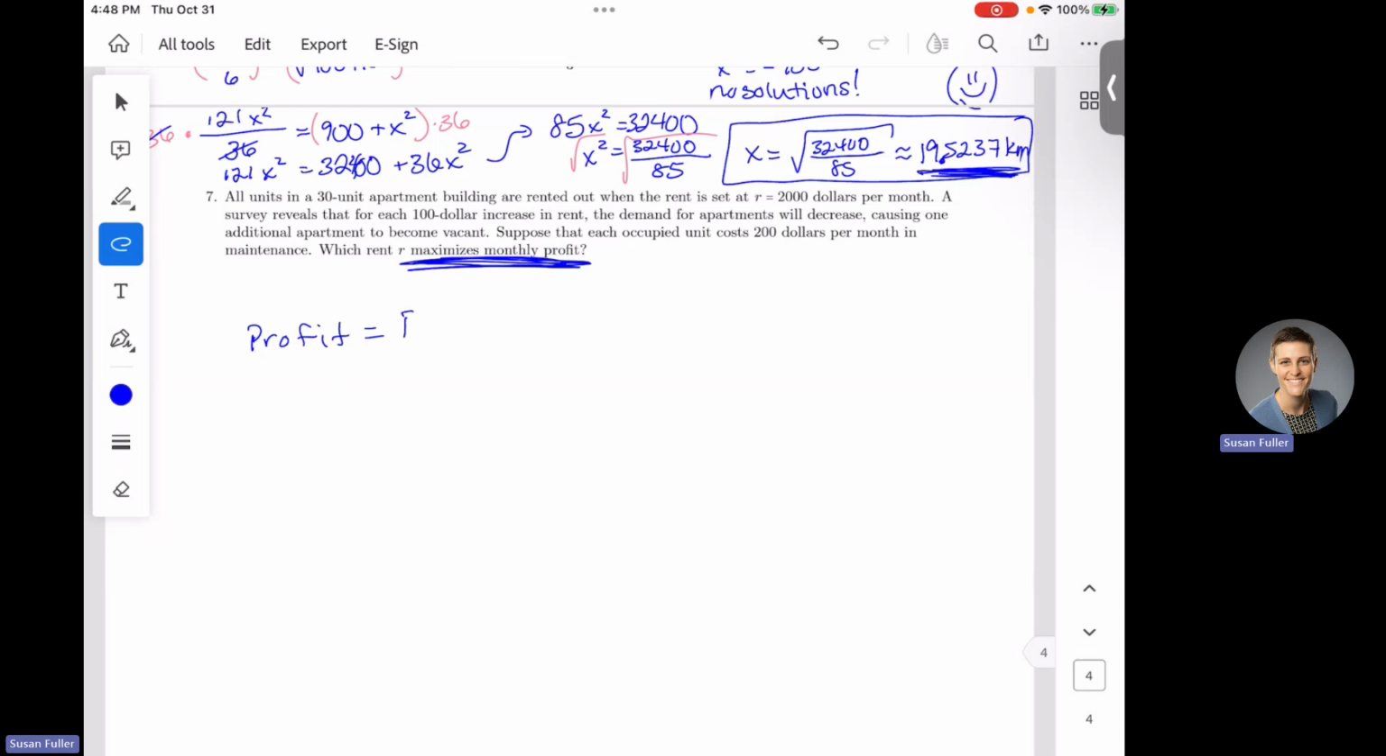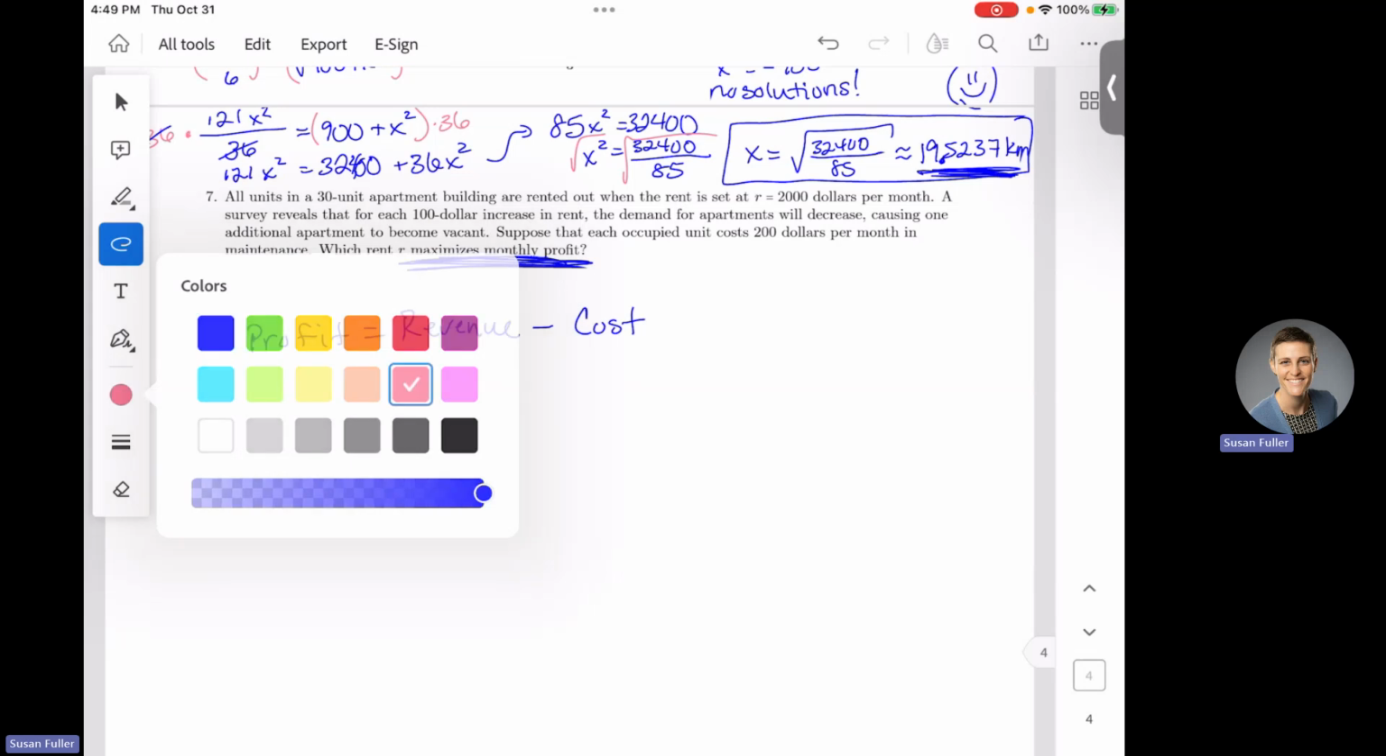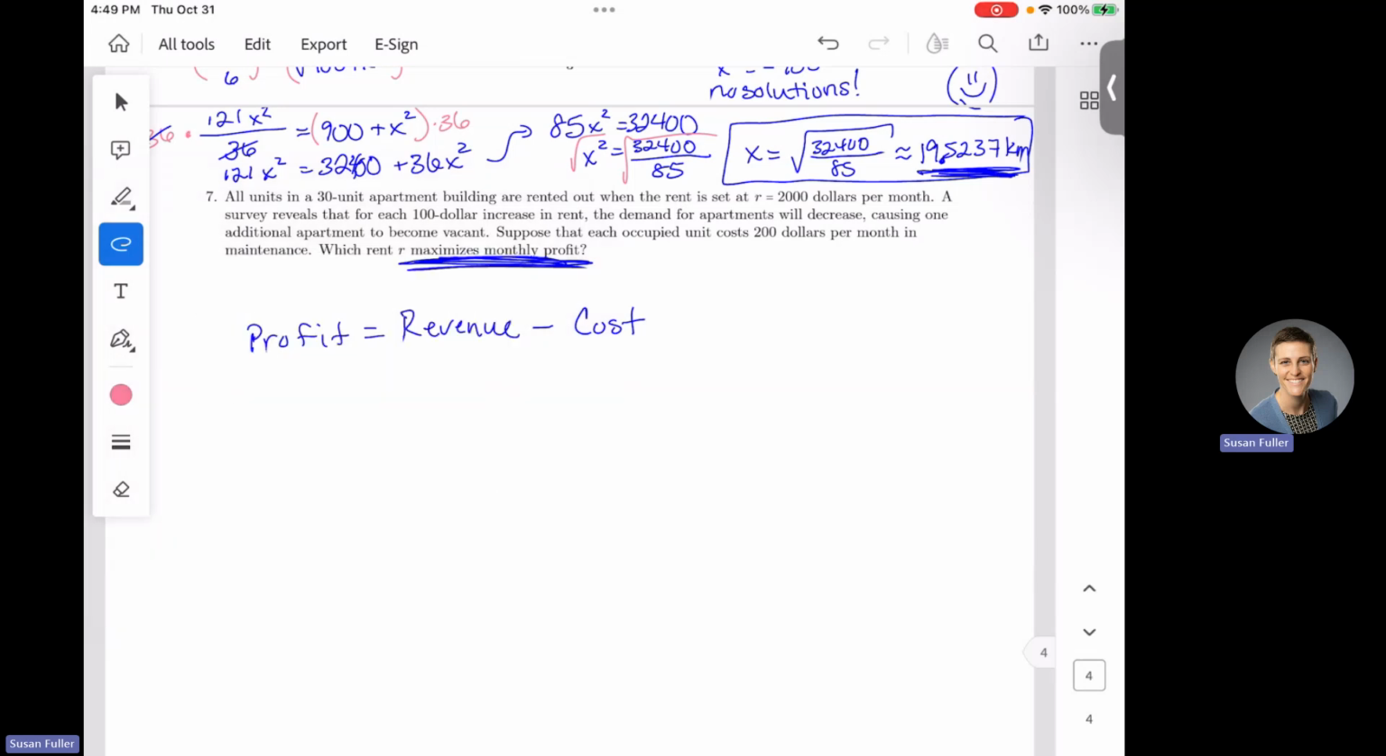Your money in is your revenue, right? That's the money that's coming into you, minus your cost, which is the money going out. That will tell you how much money you have left over. Okay, so profit's usually revenue minus cost. And we have to figure out how to get revenue and cost from all of this stuff. Okay, so revenue is money in, cost is money out.